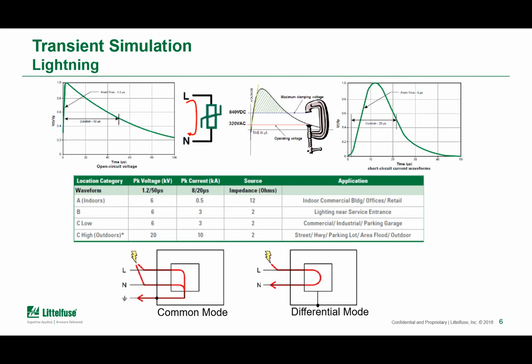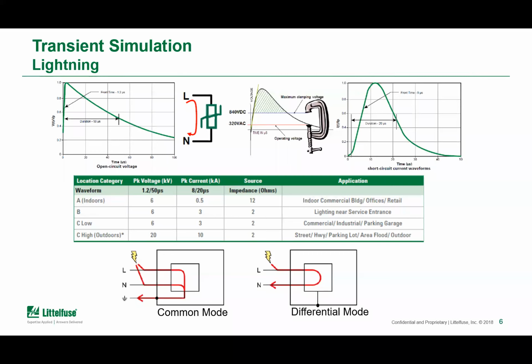The open circuit voltage waveform is defined as a 1.2 microsecond rise time to peak voltage and a fall to half peak voltage over a 50 microsecond duration. The short circuit current waveform is defined as an 8 microsecond rise time to the current peak, and then a fall to half peak over a 20 microsecond duration. So you'll hear me refer to, and you'll probably hear this in the industry fairly often, 1.2 by 50 or 8 by 20. This is really what they're referring to: a standard lightning wave shape that's used to evaluate equipment for lightning events.